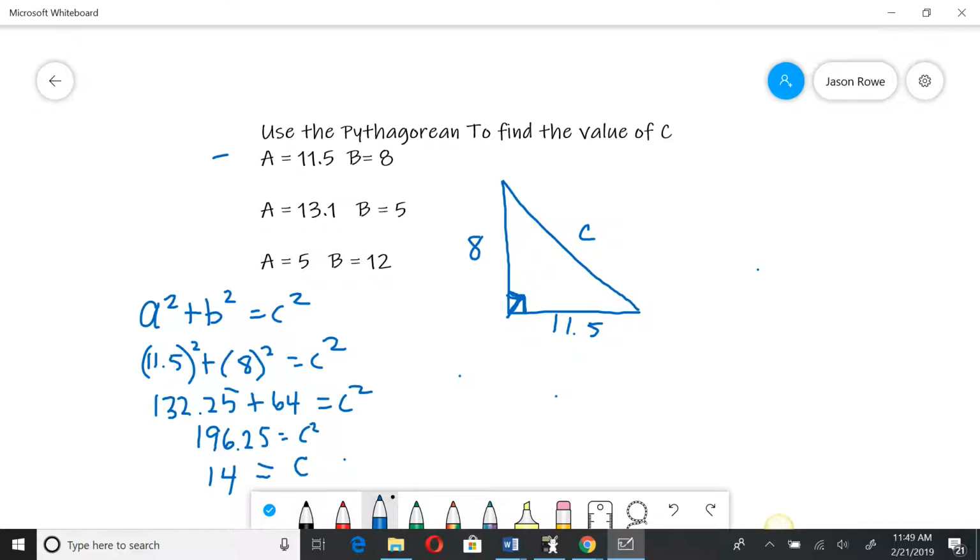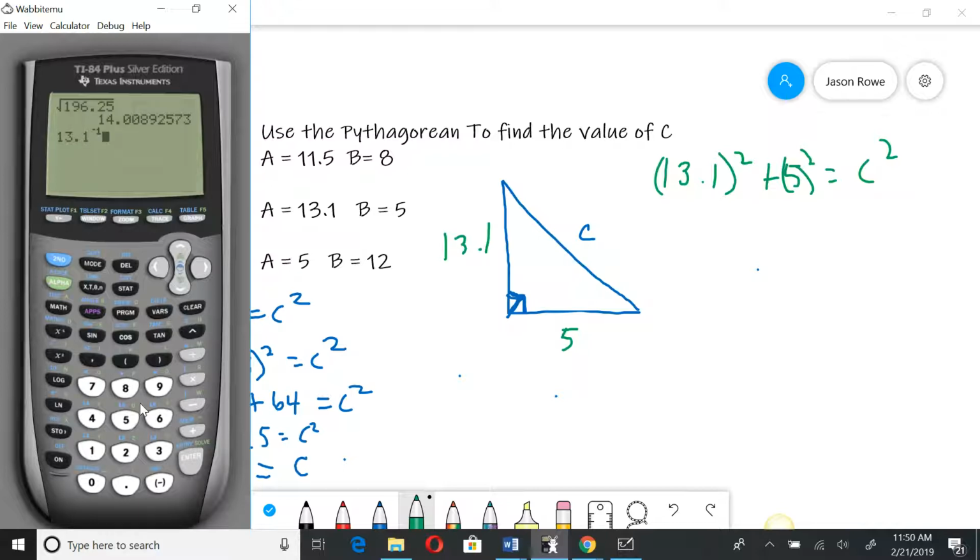Okay, so let's take a look at the other two examples. So I'm going to erase these. We're just going to use the same triangle each time. All right, so in green, we've got 5 and we got 13.1. Same process. I've got 13.1 squared plus 5 squared equals c squared. Pull the calculator out.